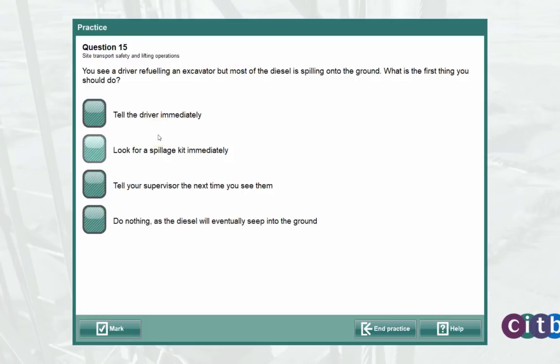You see a driver refueling an excavator, but most of the diesel is spilling onto the ground. What is the first thing you should do? Tell the driver immediately. Look for a spillage kit immediately. Tell your supervisor the next time you see them. Do nothing, as the diesel will eventually seep into the ground.